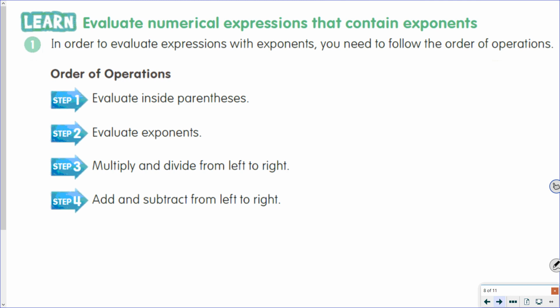And then finally today, we're going to do some work with the order of operations. We're going to include exponents now. So as always, we follow our order. We do parentheses, then exponents, multiply and divide from left to right. And that's what's important to remember. We multiply and divide left to right. And then add or subtract from left to right as well.